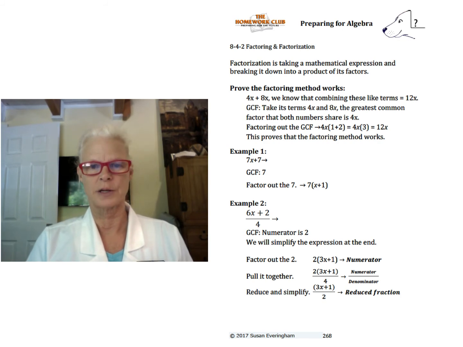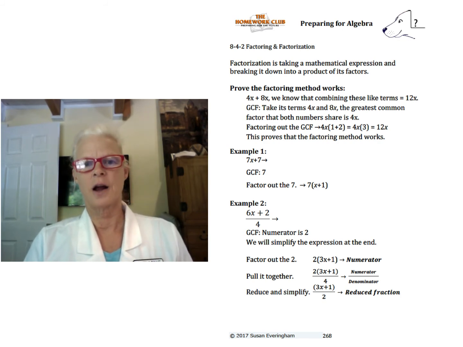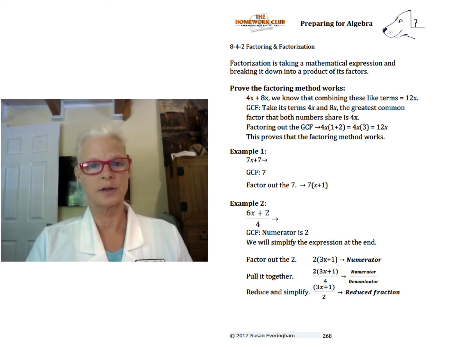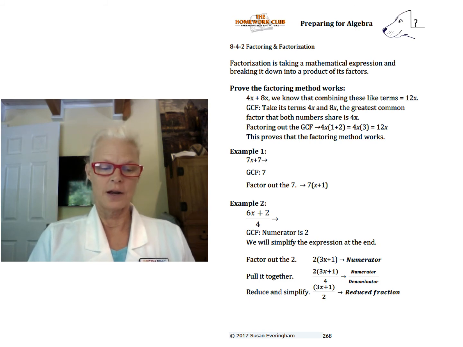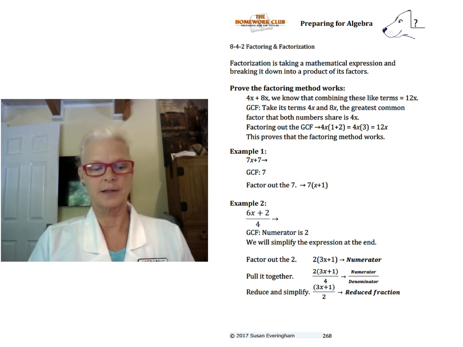The first example is pretty simple. Greatest common factor of 6x plus 2 is 2, so we factor out the 2 and multiply it to 3x plus 1 over 4. Now we've got 2 times 3x plus 1 over 4, and 2/4 can be reduced down to 1/2, leaving us with 3x plus 1 over 2, and that's the factor.